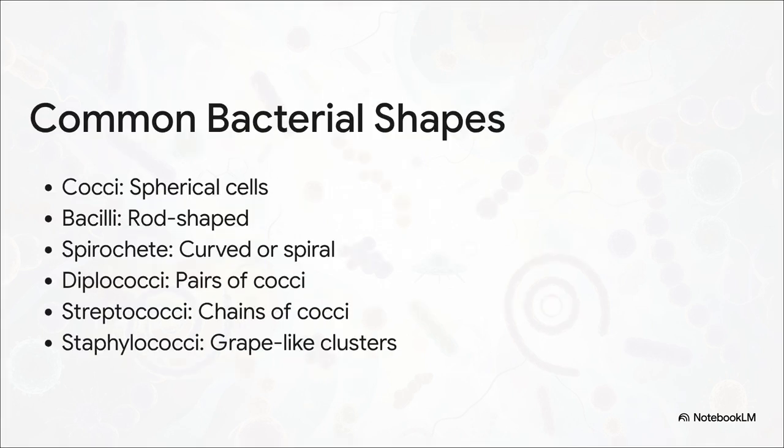Speaking of shapes, let's look at the most common ones you'll see. These are often called their morphologies. You've got cocci, which are the spherical or round ones. Then there are bacilli, which are rod-shaped. And spirochetes are, you guessed it, spiral-shaped. But it doesn't stop there. They can also form specific arrangements. You might see pairs, long chains, or even those grape-like clusters we just talked about.